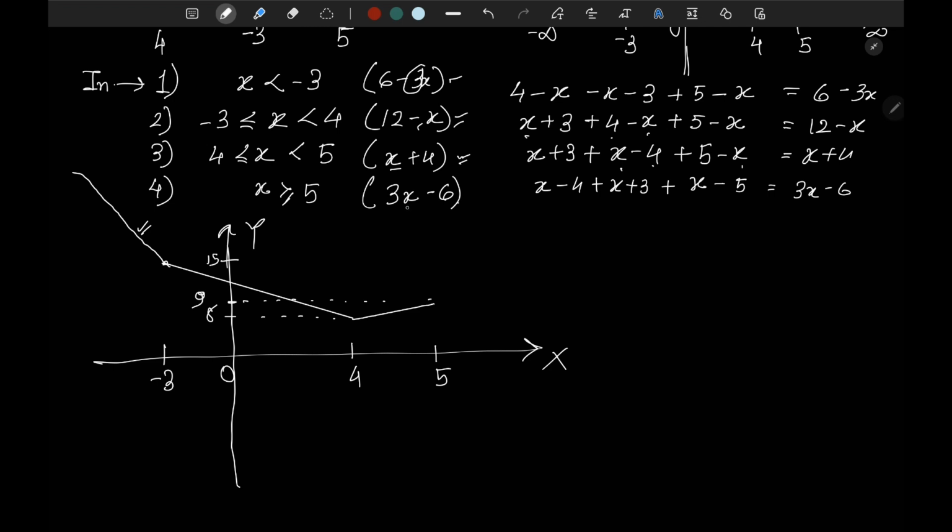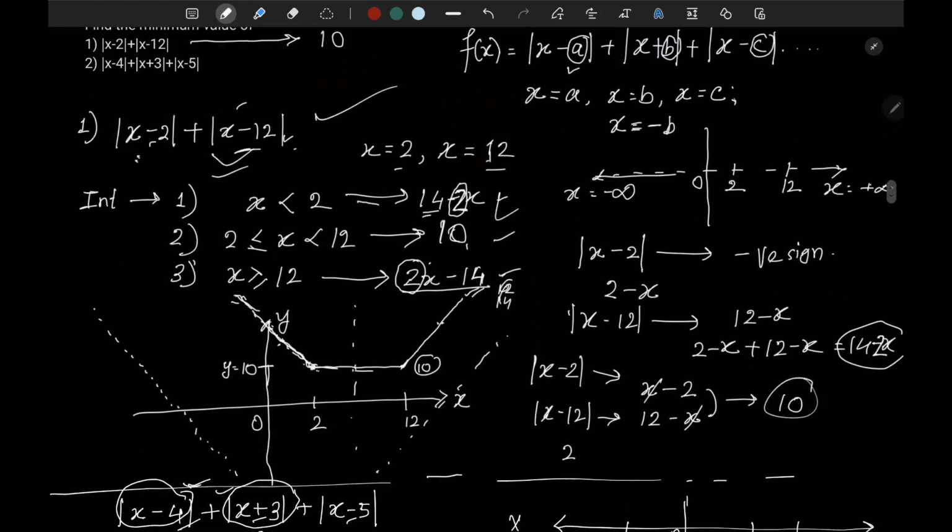So let's check if this is continuous. 5 plus 3 is 8, minus, 5 into 3 is 15 minus 6 is 9. This is your 9. And after that, this is a line with a positive slope of 3. So this will be like this. Okay, so from the graph, you can clearly see that the minimum value is 8 and that is at point A. So your answer to this question is 8.